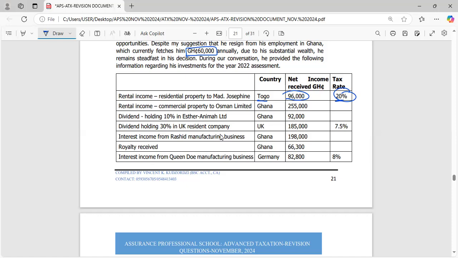Rental income, that is on commercial property to Osman Limited, Ghana. What is the tax rate on this one? This rental income, what should be the tax rate? Or how are we going to treat it? Can somebody hear me? The rental income is 8%. Yeah, 8% residential, is that not it? Yes. But this one is commercial. What is it? 15%. All right. So how should the treatment be? Are we going to add it to his income?